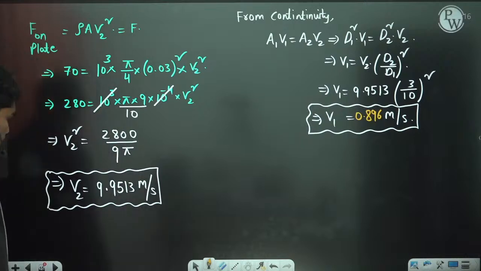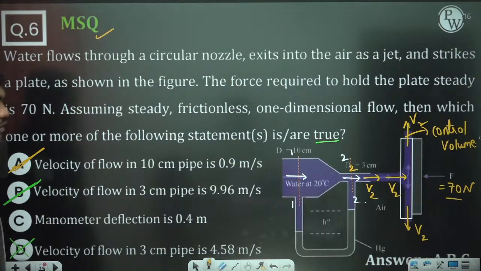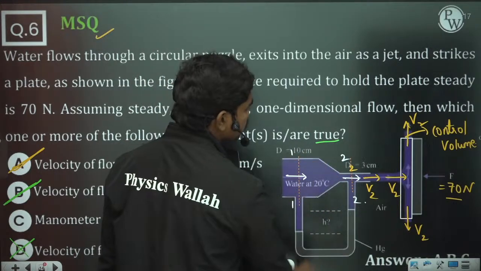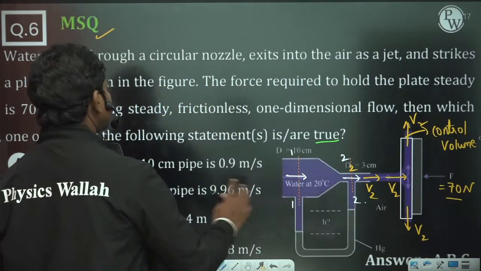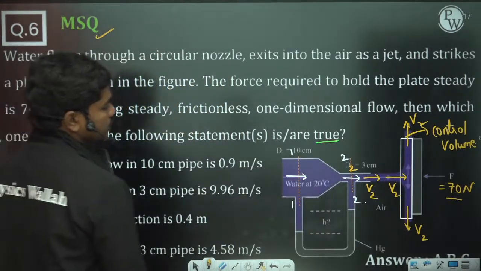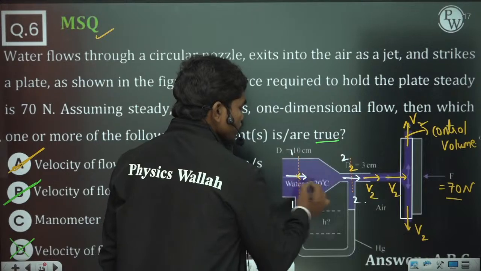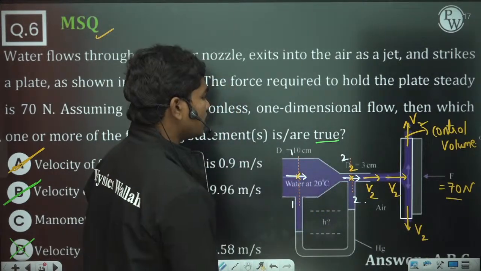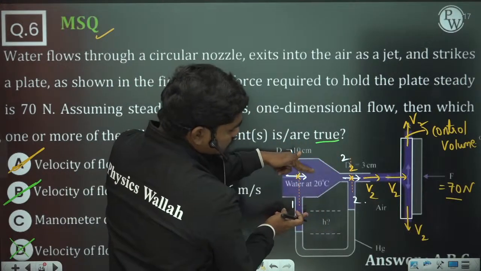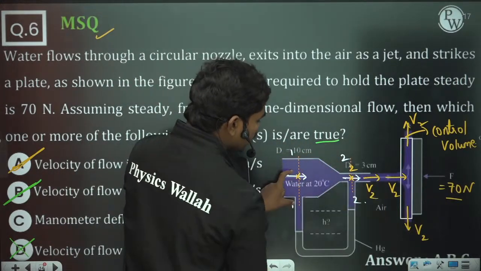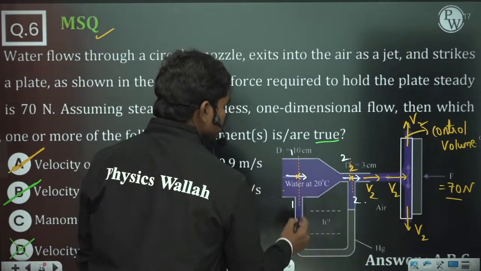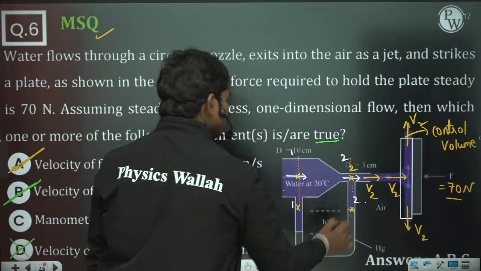Now what they're asking next is manometer deflection. To calculate manometer deflection, you should know the pressure difference here. Given this is mercury, and no data is given, we'll take the specific gravity of mercury as 13.6 by default. If you apply Bernoulli's equation at these 2 points in the flow, the total height of the fluid gets cancelled on both sides, because the pressure head due to this height of the fluid is the same. So the pressure difference between these 2 points is the same as the pressure difference between these 2 points.